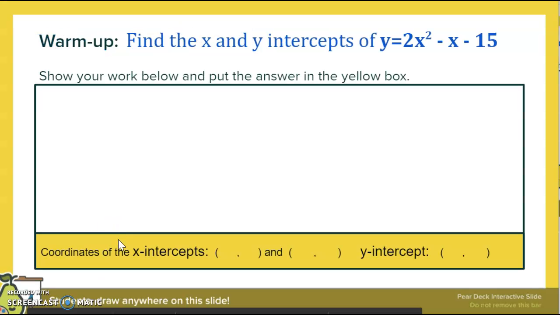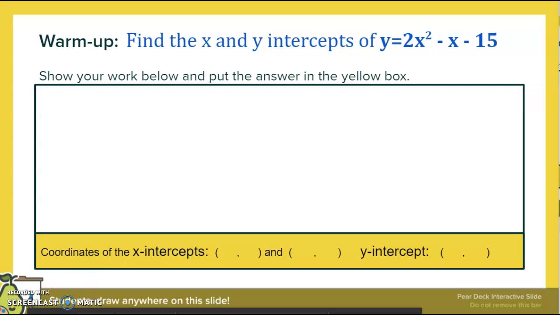We started with doing some warm-up problems. You were supposed to find the x and y intercepts of y is equal to 2x squared minus x minus 15. This is similar to homework and I will go over it in a minute, but please pause your video and try to do it yourself. And by the way, this is a pad deck exercise and I will be grading your pad deck work for today at the end of this class.